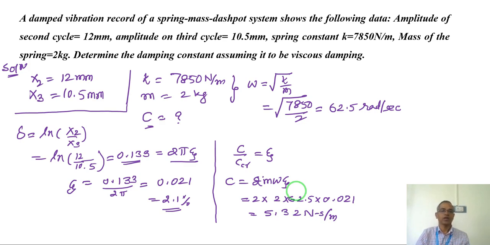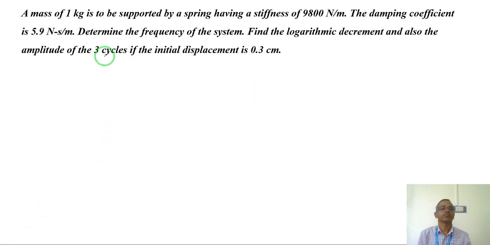I hope you understand. So whenever I have two consecutive amplitudes, or from the first amplitude to the nth cycle amplitude, then immediately you should find out the logarithmic decrement. From that, the damping ratio and the damping coefficient can be found out. Let us go to the next numerical.